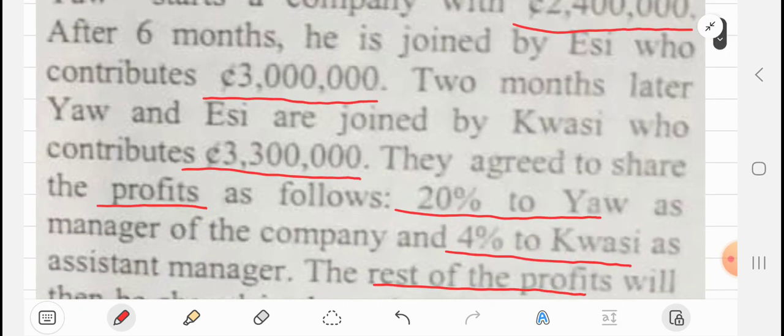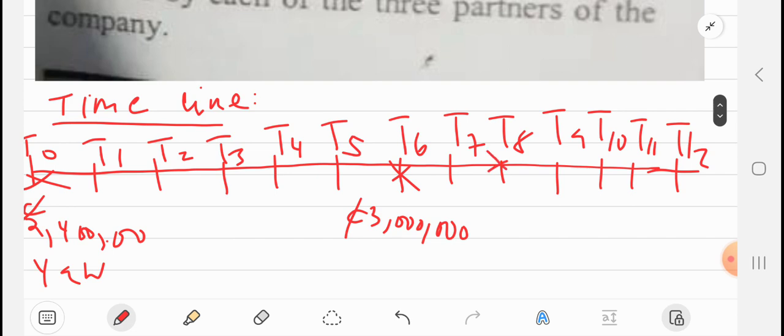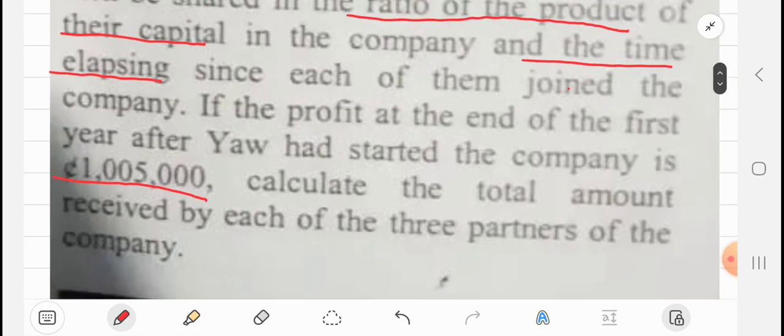Okay. 2 months later, Yo and Essie are joined by Kwasi, who contributes 3.3 million Ghanaian cedi. That's 2 months later. That takes us to the 8th month of the year. And Kwasi contributes exactly 3.3 million Ghanaian cedi. That's Kwasi, obviously, who does that contribution. And obviously, we'll continue analyzing the question together.